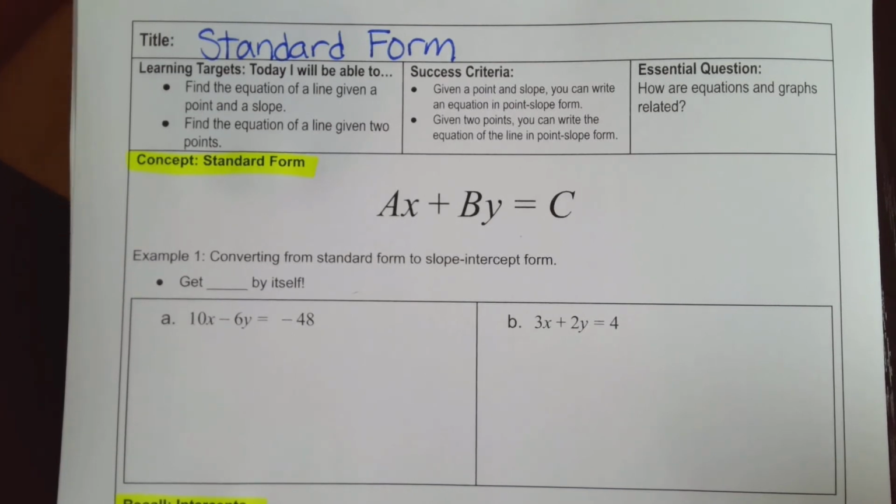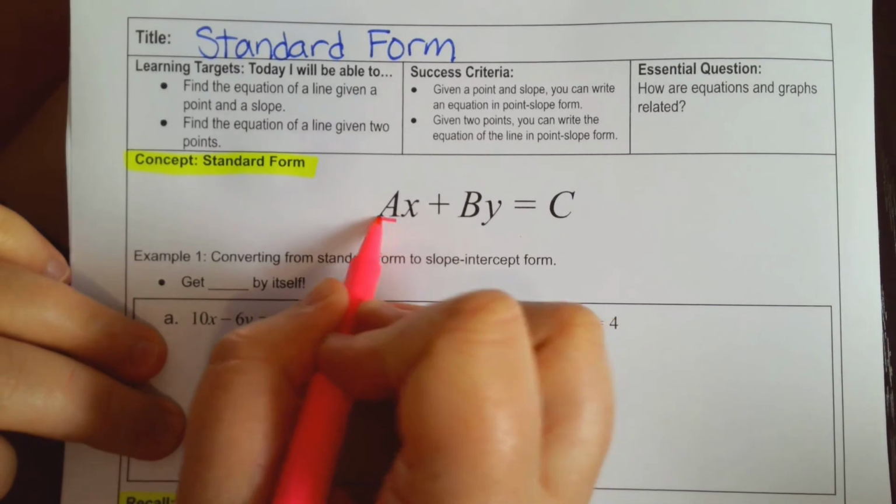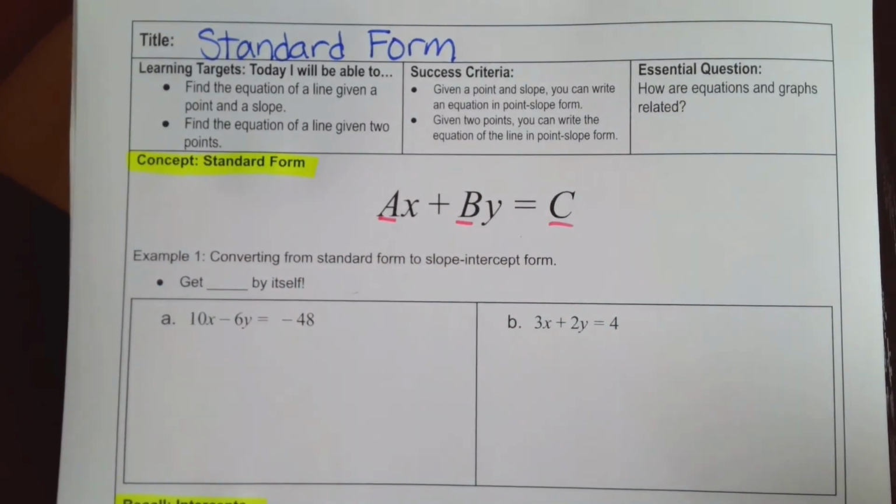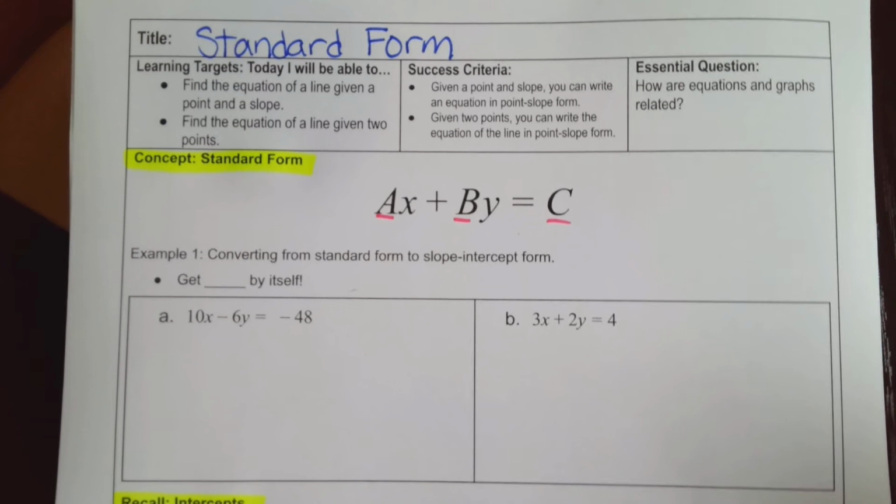So we are now going to be taking a look at the standard form of a linear equation. So as you can see, our first concept is standard form. AX plus BY equals C. Now, it's important to realize that A, B, and C are all going to be replaced with numbers. So these are just stand-ins. But this is the format that we're going to be taking a look at.